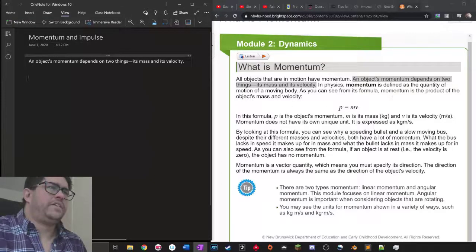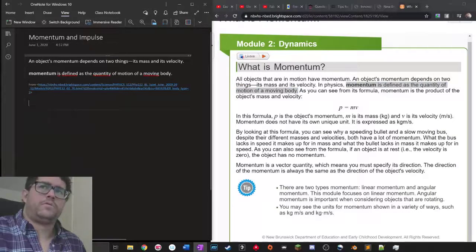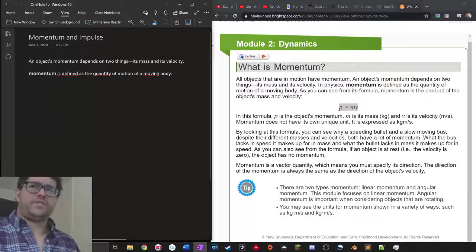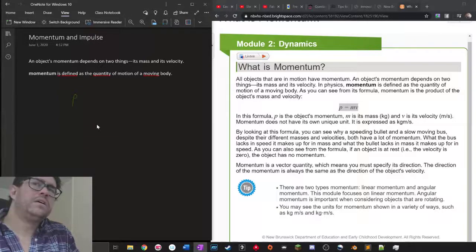In physics, momentum is defined as the quantity of motion of a moving body. This is the definition. As you can see from its formula, momentum is the product of the object's mass and its velocity. And we use the letter rho in physics, an older version of P, but I can call it P for now. Literally mass times velocity.